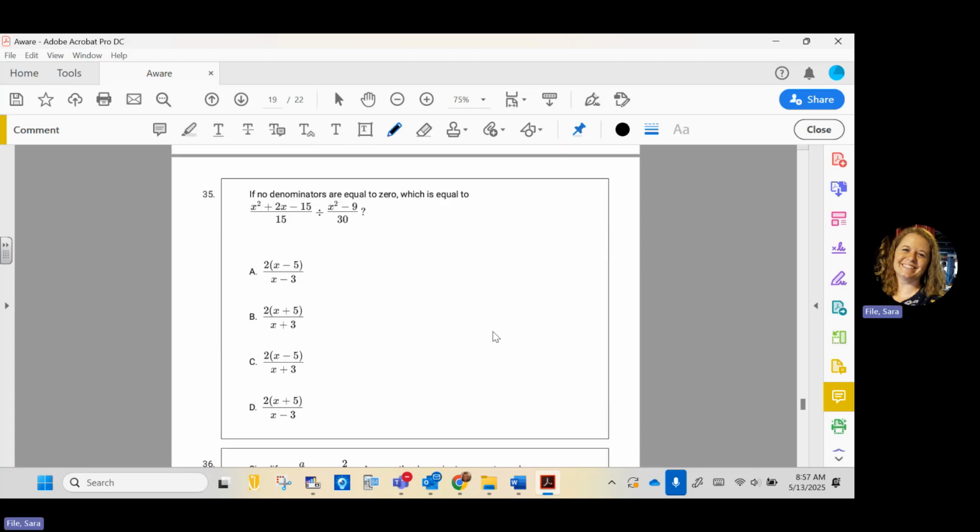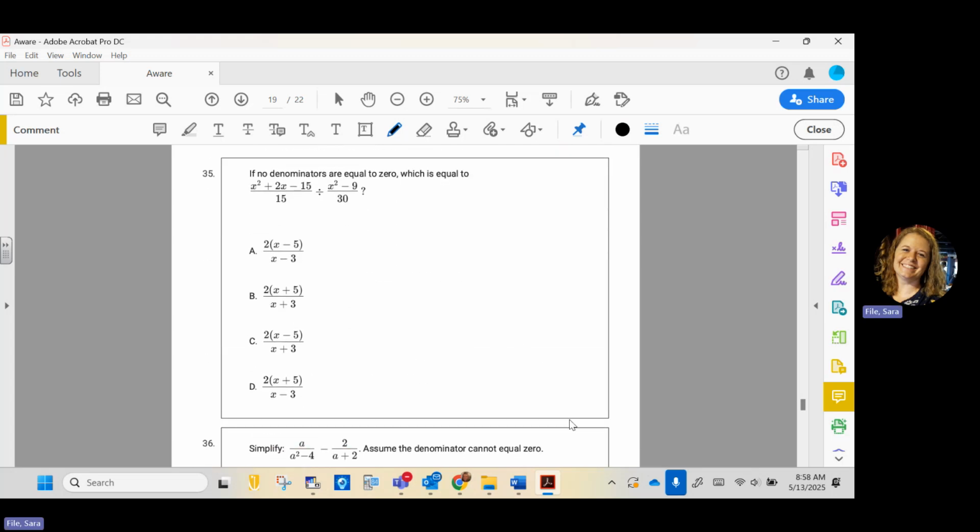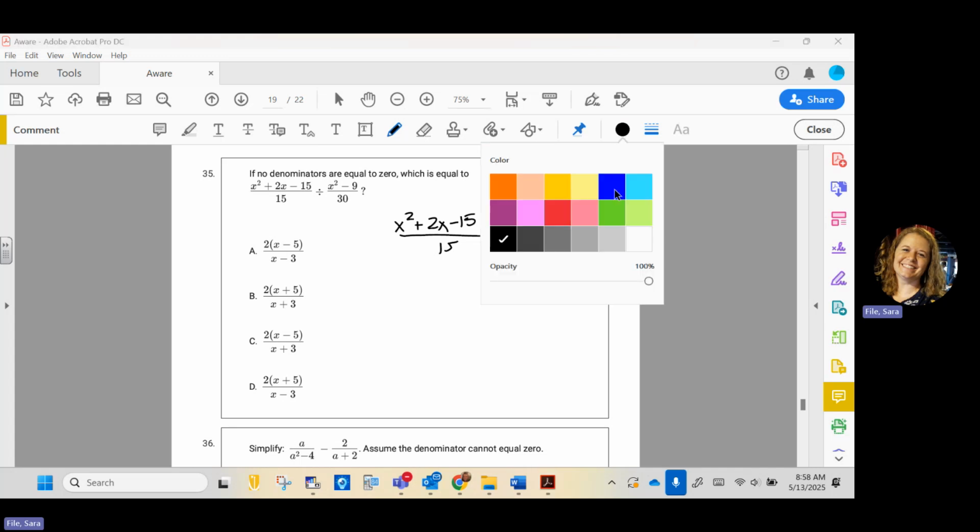In 35, we're dividing. So remember, keep, change, flip. Keep the first fraction as it is, change the sign to multiply, and then flip the other fraction. So keep, change, flip, and then factor if you can.